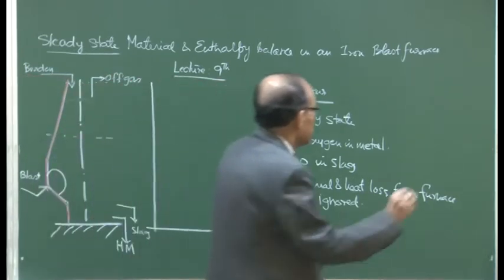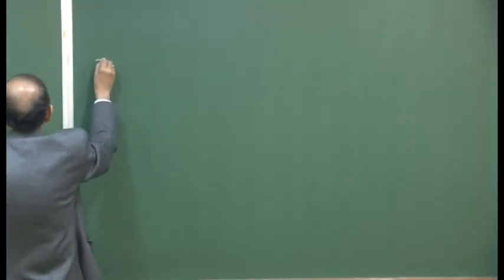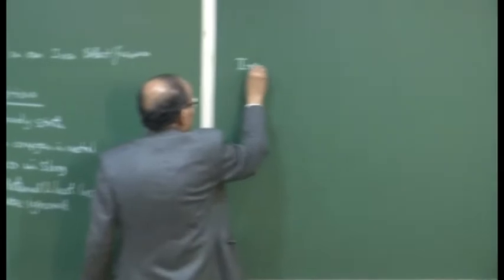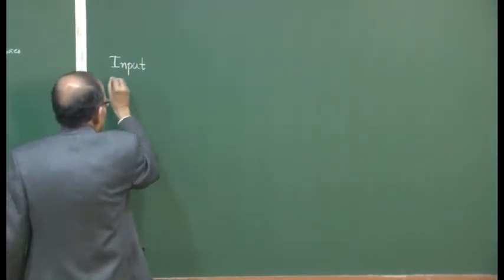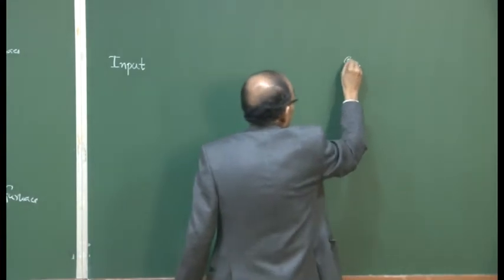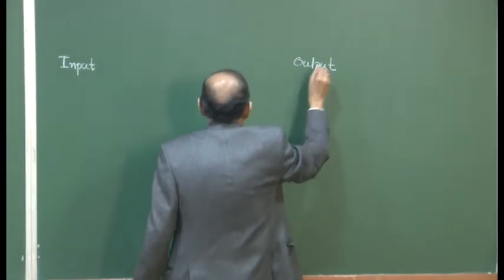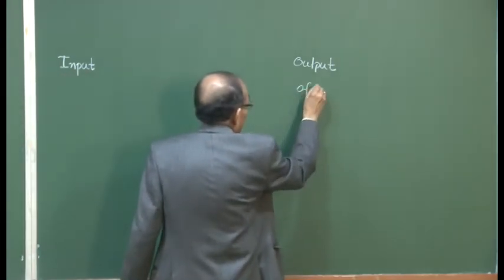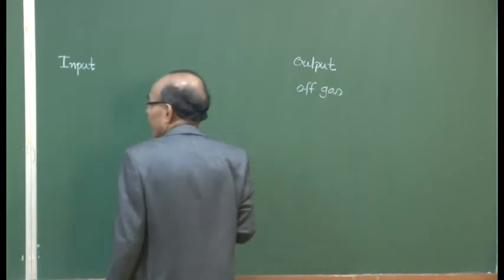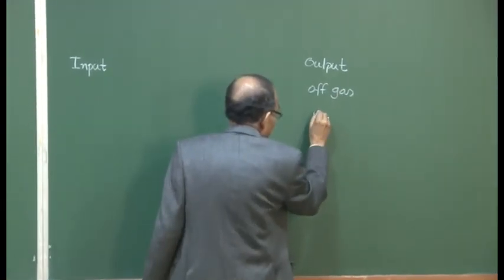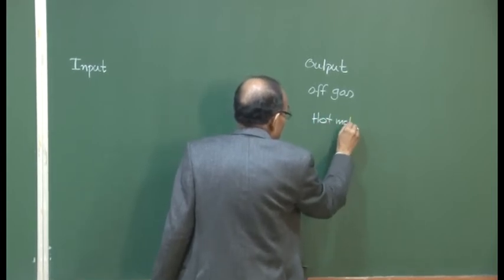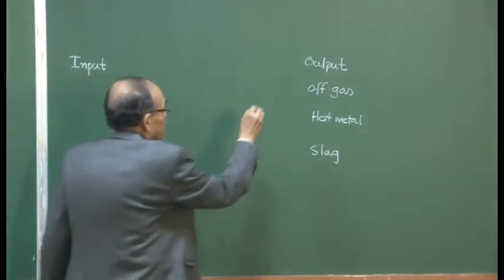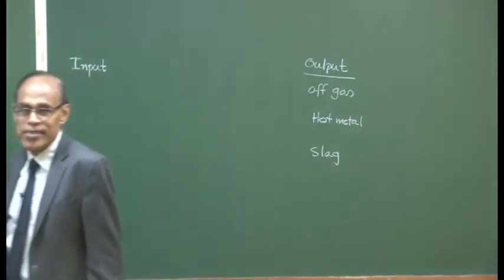Now, let us look at the input end, because we are going to make a steady state material and enthalpy balance, we must understand that. And then we have output. If you list this, the furnace output, as you can see, we have off gas, this is one output. The other output is hot metal and also slag if there is an impurity. There is no other output from the furnace.